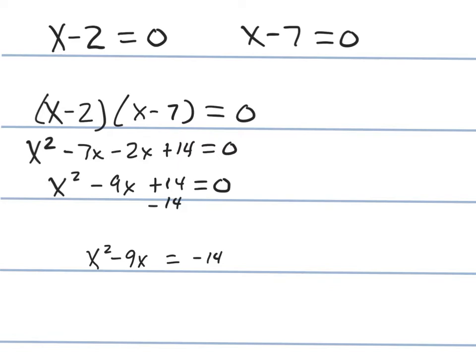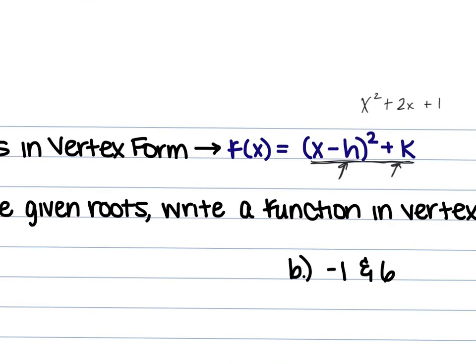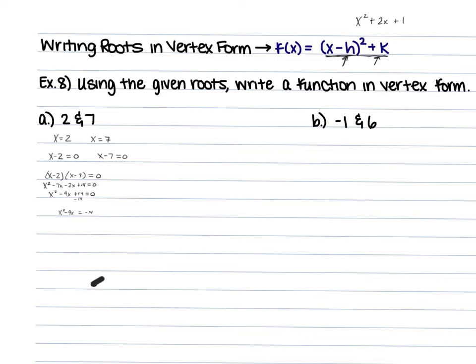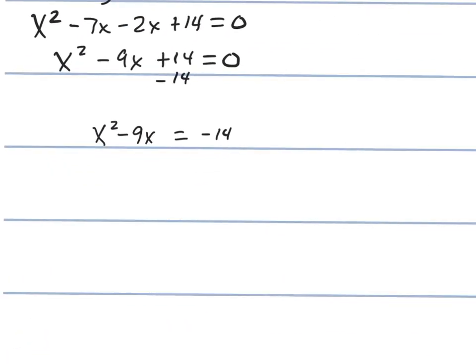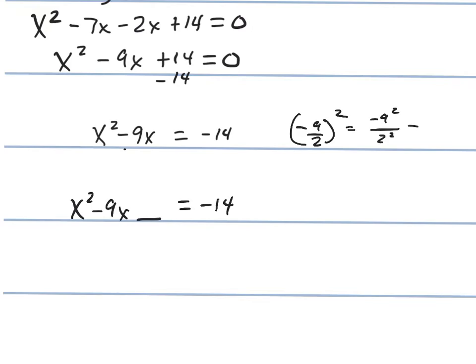Well, you could complete the square, right? Remember, this needs to look like something times itself. So let's see where this goes. So how do we complete the square over here? X squared minus 9x equals negative 14. What should I be doing there? Okay, negative 9 over 2 squared, which becomes negative 9 squared over 2 squared, which becomes 81 over 4. So we're doing 81 over 4 plus 81 over 4. Now this factors, right?